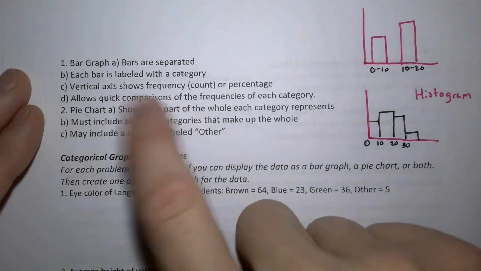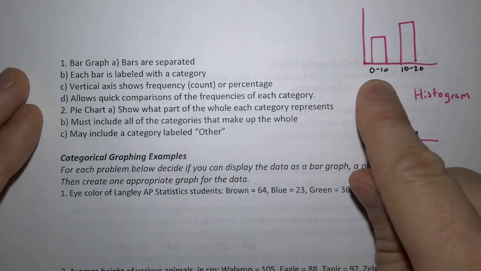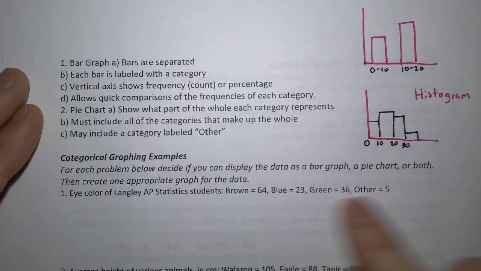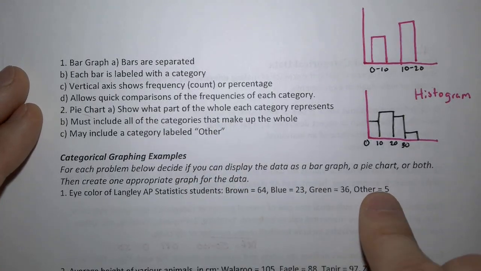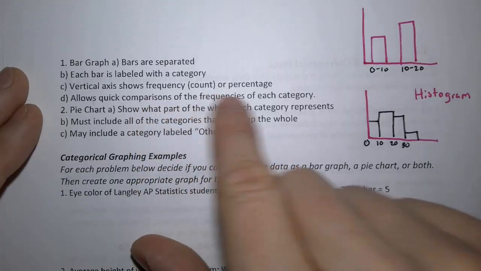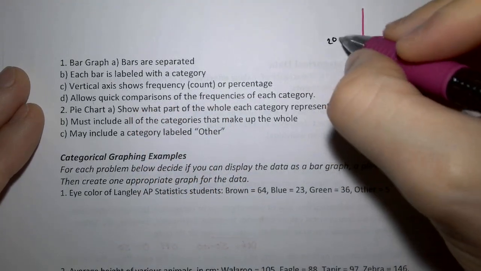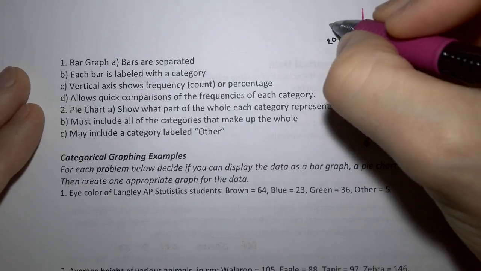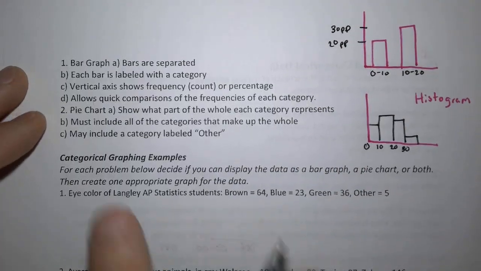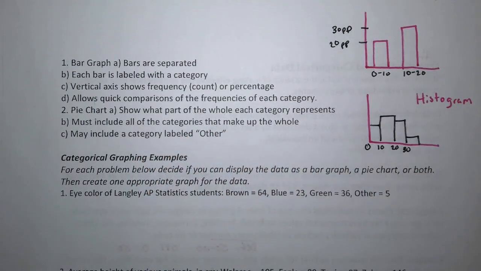So each bar is labeled with a category. That category can either be a number, or it could be flavor of ice cream, or brown versus blue versus green eyes. I'm assuming these are eyes and not something different. The vertical axis will show the count or the percentage. So we could have either 20 people here, and maybe 30 people there, or it could say 20%, 30%. Pie graphs are a circle, and they will show the percentages.